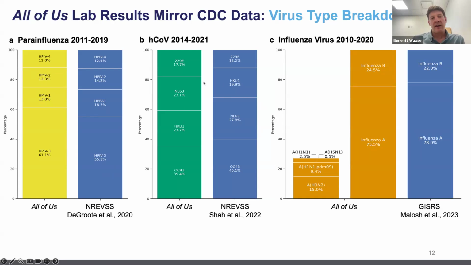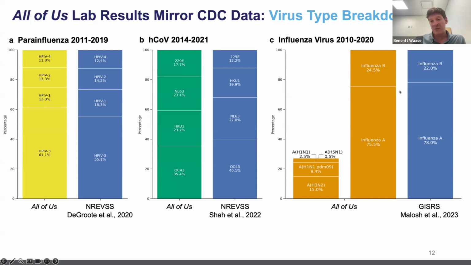If we look at human coronavirus, there is a flip in terms of what is the second and third most common. In All of Us, we had HKU1 as the second most common versus NL63. But of course, these cohorts are different. And overall, the groups match up quite nicely.